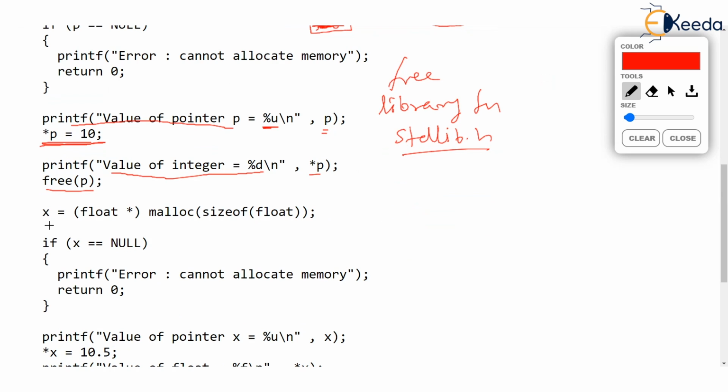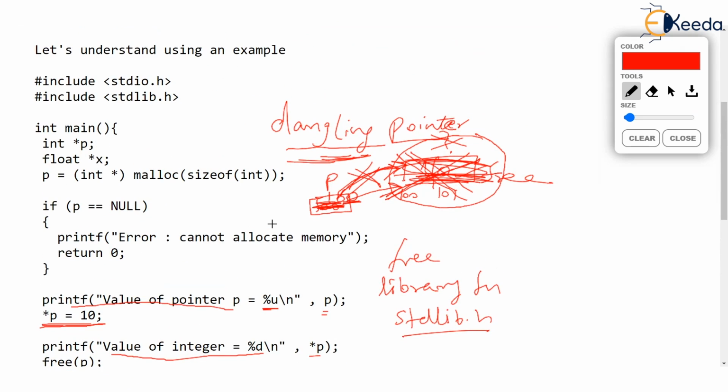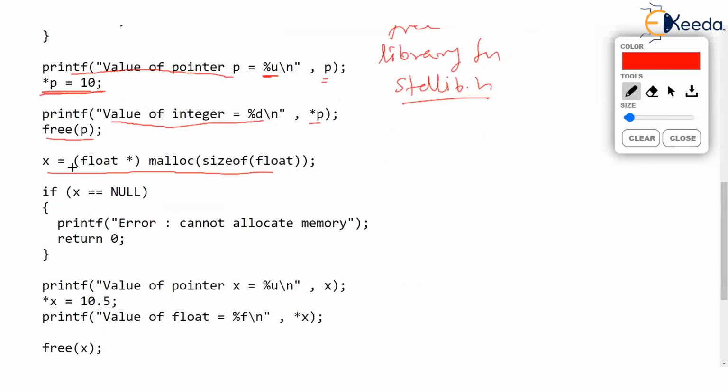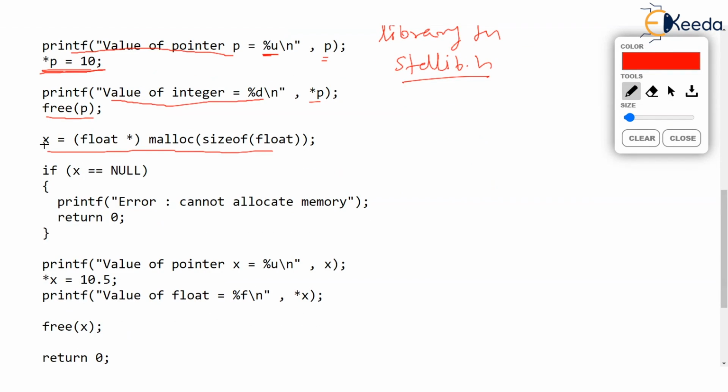X is equal to (float pointer) malloc(size of float). You recall that above in the program, we have declared X as a float pointer. So what does this line do? You can read it in English like this: X, which is a float pointer, will point to newly allocated memory. And how much memory will be allocated? Exactly that much memory which is required for storing one float, size of float.